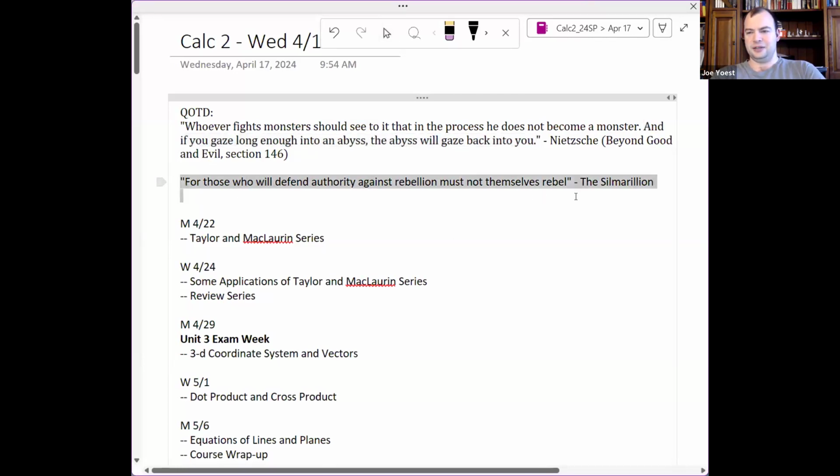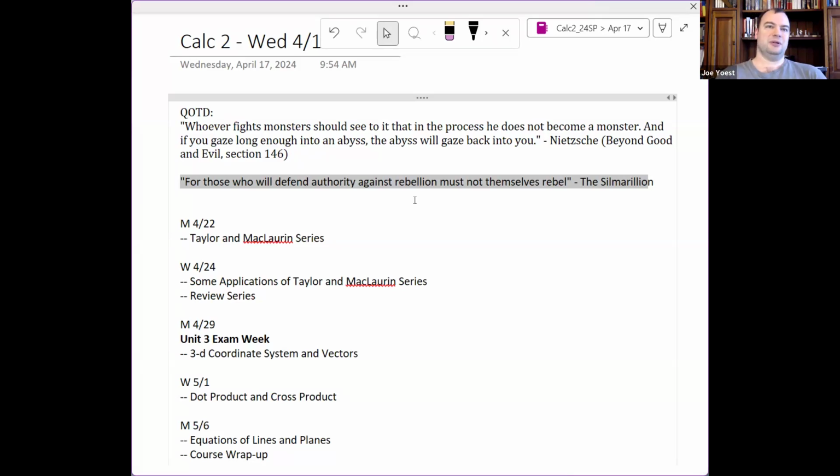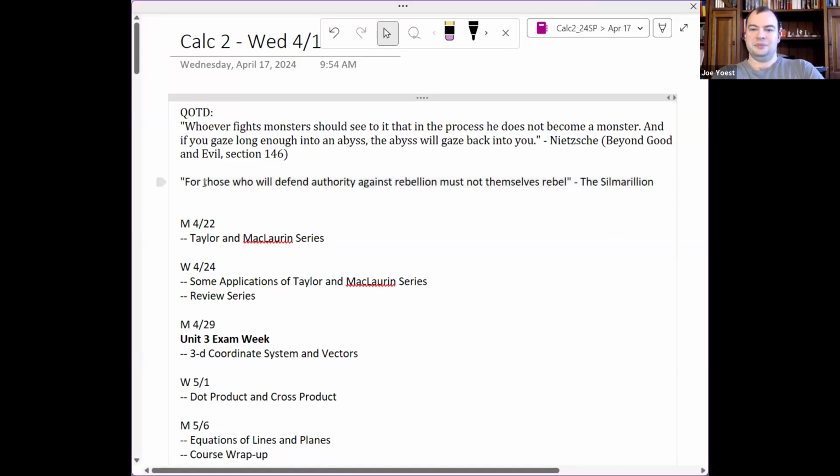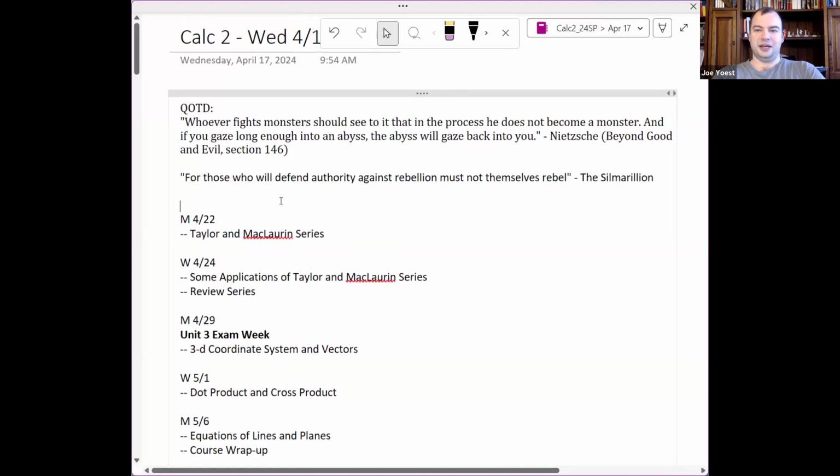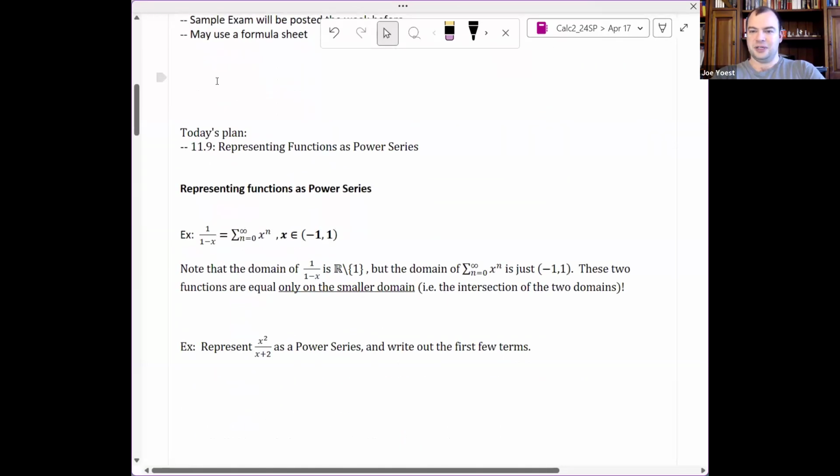And I think in some ways this quote is related to this quote from the Silmarillion, J.R.R. Tolkien's book. If you're familiar with The Hobbit and Lord of the Rings, the Silmarillion is the book that gives the backstory, like the creation story of Middle Earth, the land that The Hobbit and Lord of the Rings take place in. But this quote from the Silmarillion: "For those who will defend authority against rebellion must not themselves rebel." So I think this parallels the monsters quote, but there are some similarities and some differences. Anyway, that's the quote of the day, or two quotes of the day.